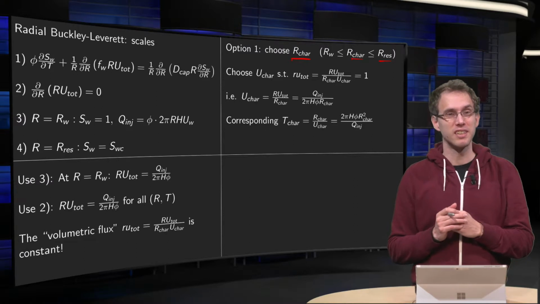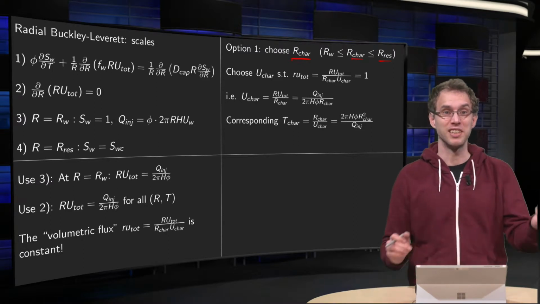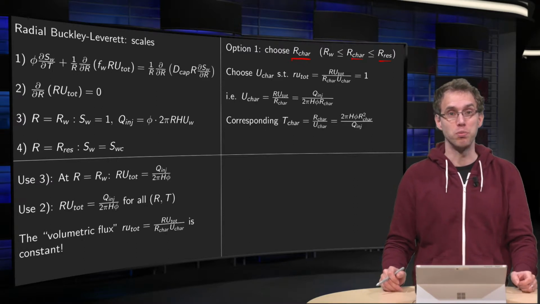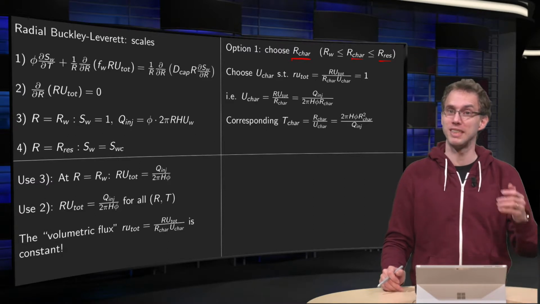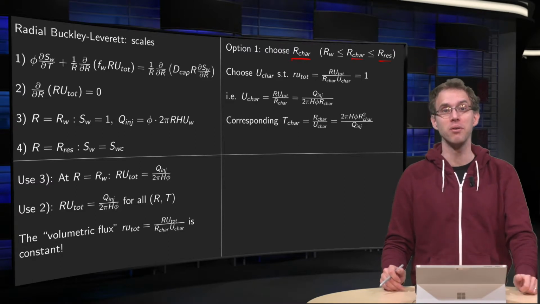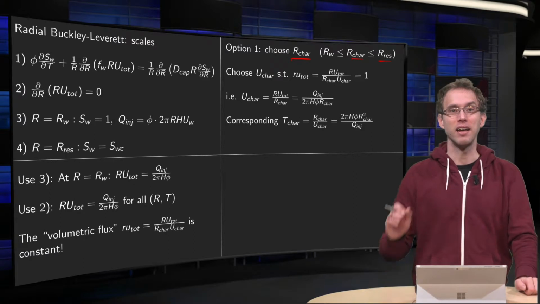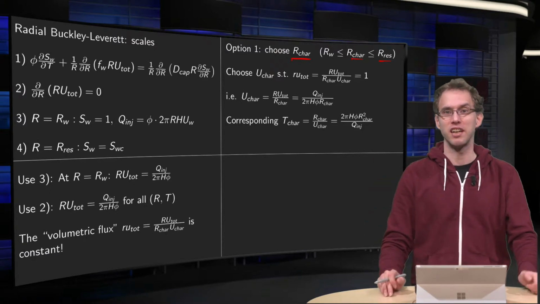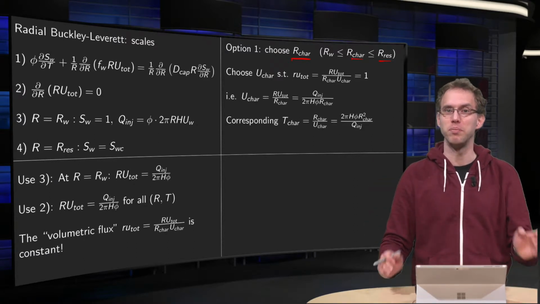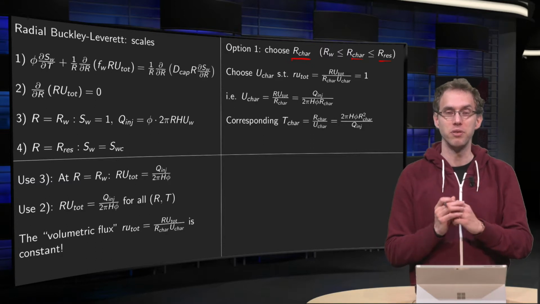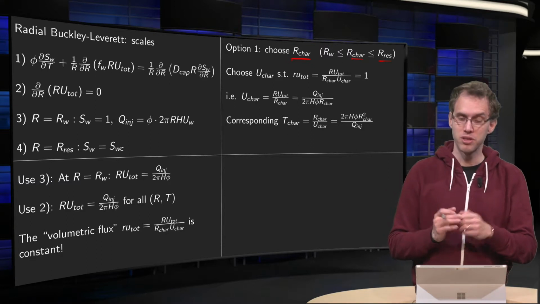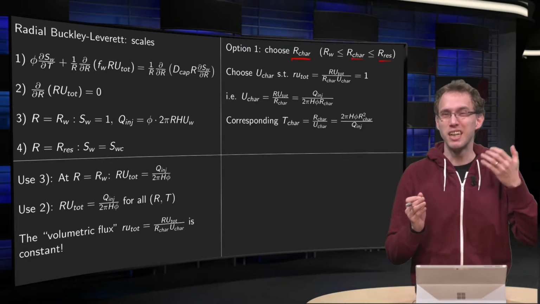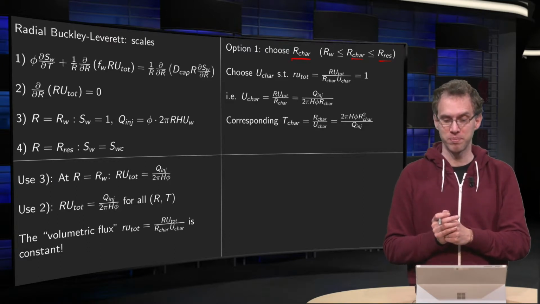What you cannot do here is pick R characteristic too small, like 10 to the minus 6 meters, because then you're not on the Darcy scale anymore, so that won't work. And picking R characteristic like 10 to the power 9 meters is also stupid, because it would give you a very small length. So you always pick something which is representative for your problem.